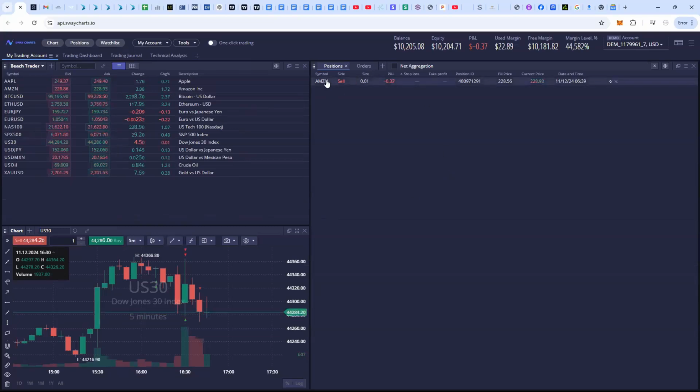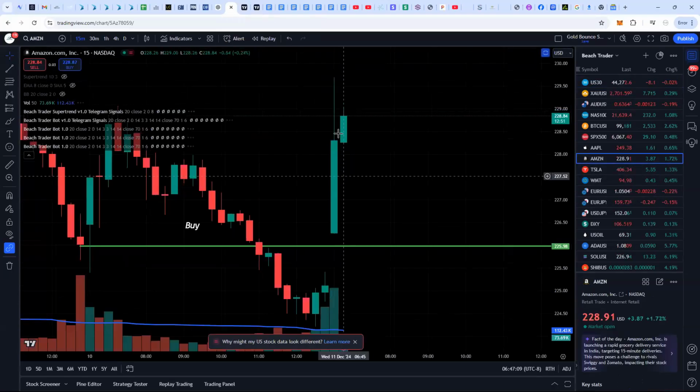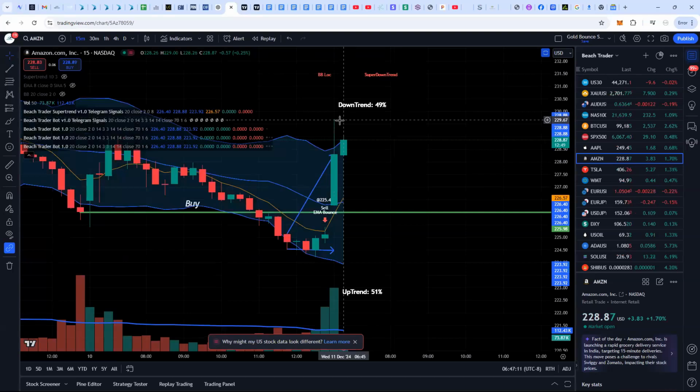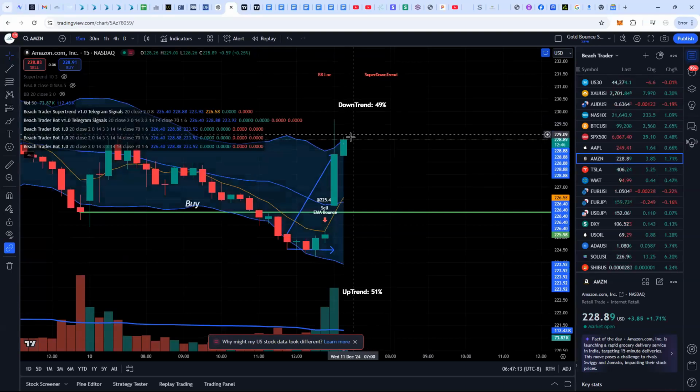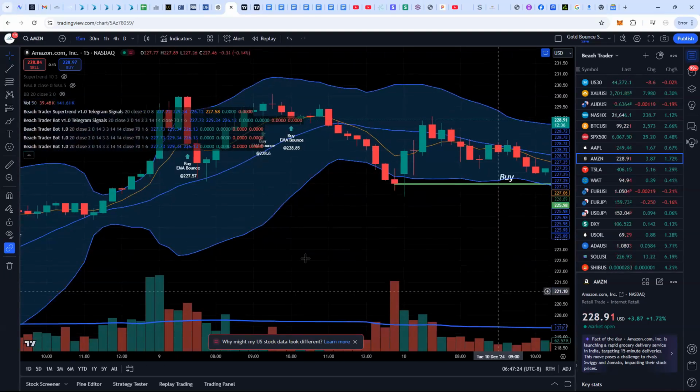So here we are right now. We're on Amazon, and we got Amazon going down. Let's look at Amazon again. Why did we get Amazon going down? Because it hit this pullback right here. And I wish we would have got in way higher. But it's right here, and it hit the Bollinger Band again. It was in a downtrend, and it rose up really quick. And let's see if it goes back down.